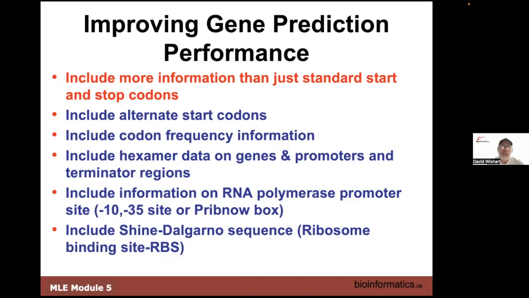Likewise, genes are not just simply start and stop ORFs. They have what's called the RNA polymerase promoter site, the Pribnow box. And there's also a Shine-Dalgarno sequence, which is the ribosome binding site. So these are other features that can be identified along a genome and are used to flag the start and end of real genes and to clean up and get rid of the non-genes or non-coding genes.